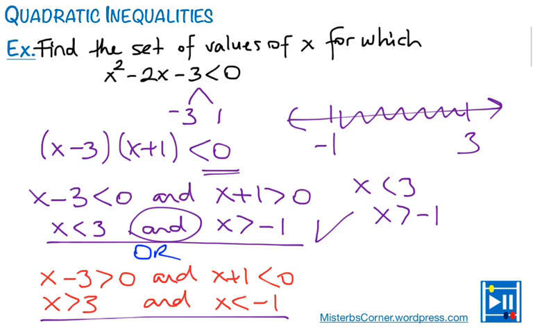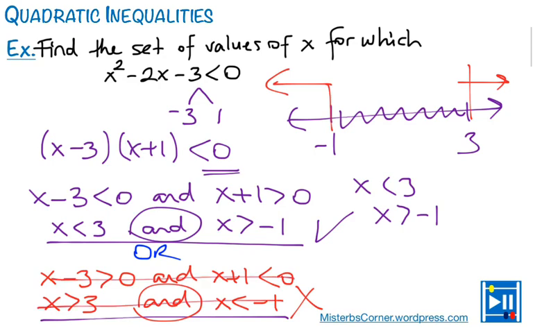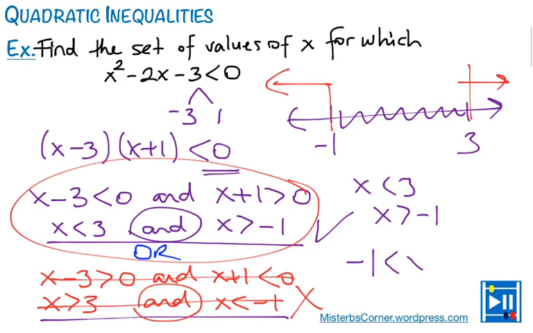Now let's look at this second possibility. x must be greater than 3, right? And x must be less than negative 1. Well, this is impossible, right? x cannot be greater than 3 and at the same time less than negative 1. So this doesn't make sense, so we don't consider this. So our answer is this. So I could write my answer being in between -1 and 3.